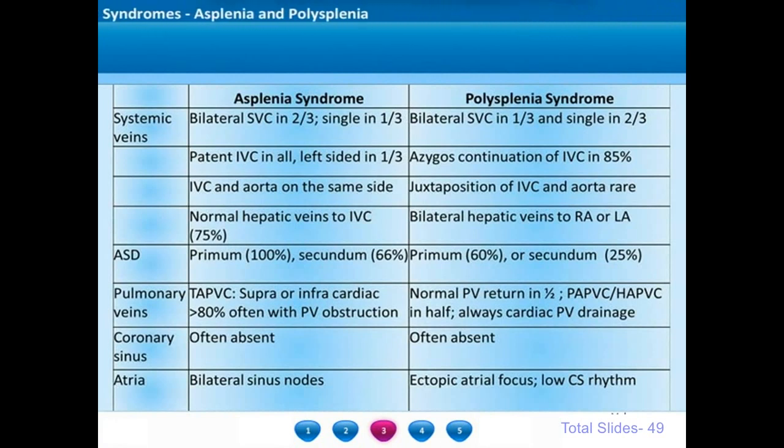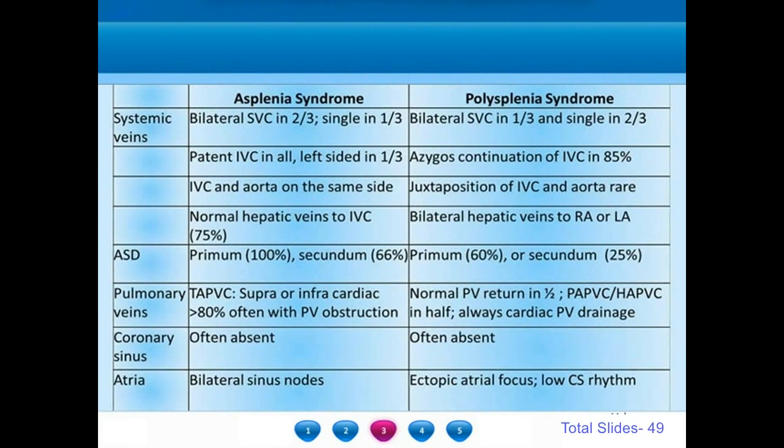In the superior vena cava, two-thirds of asplenics will have bilateral superior vena cava. However, more polysplenics will have a single superior vena cava. Inferior vena cava will be patent in all the patients with asplenia, sometimes may be left-sided in about one-third of the patients. IVC will often be interrupted with an azygous continuation in polysplenia.